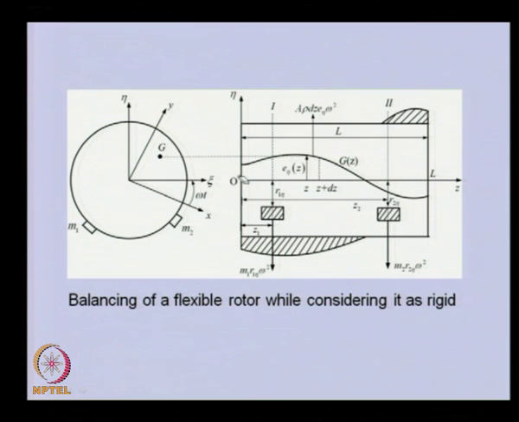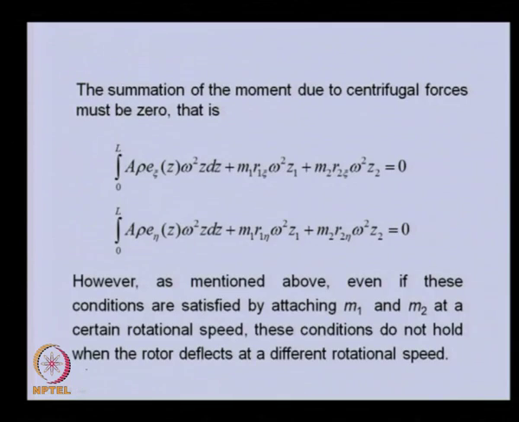You can see the locations of the correction masses are z1 and z2. So we have taken moment about this point so that we can have the moment of all, not only from the eccentricity of the rotor, but also from the correction masses. So these 4 conditions we need to satisfy for rigid rotor balancing, and whatever balancing we have done is for a rigid rotor.